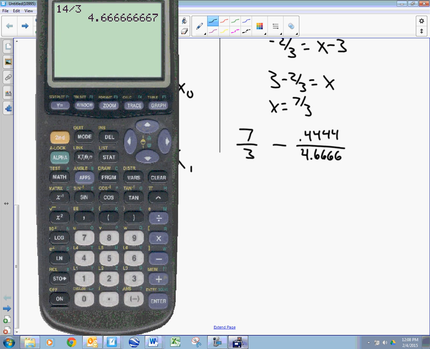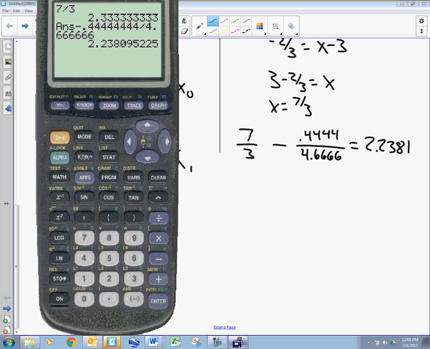I did 2 times because our derivative was 2x. So watch what I get now. 7 divided by 3 minus 0.4 repeating divided by 4.6 repeating. And if we do that, we get 2.238. Well, maybe that's closer to the actual answer. Watch what happens if I square that.